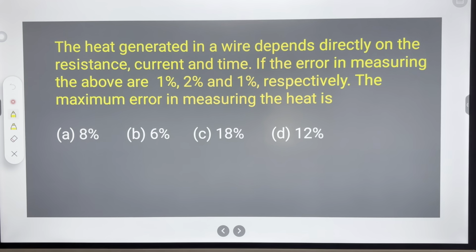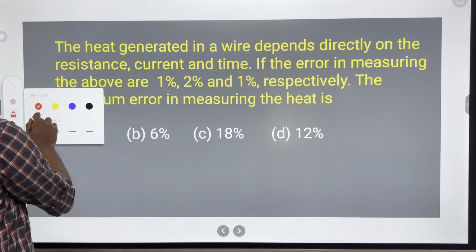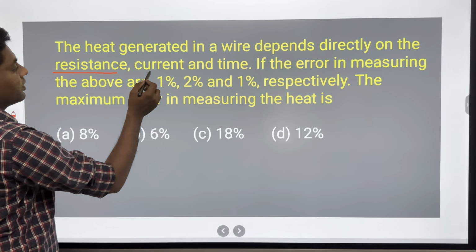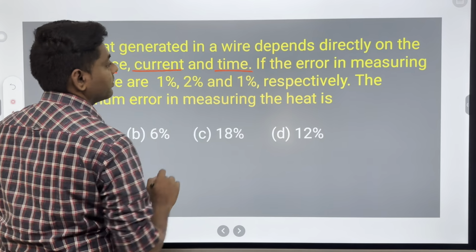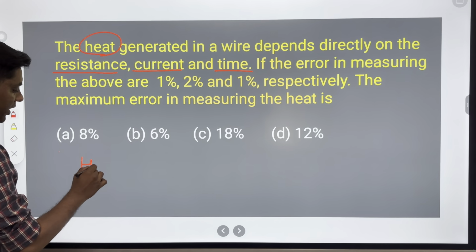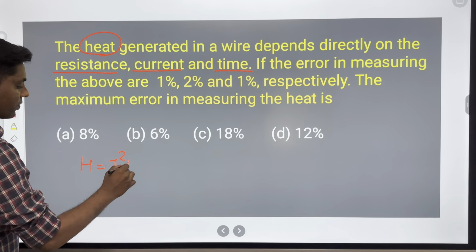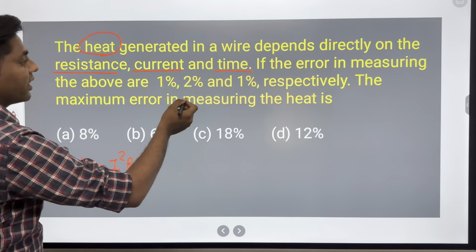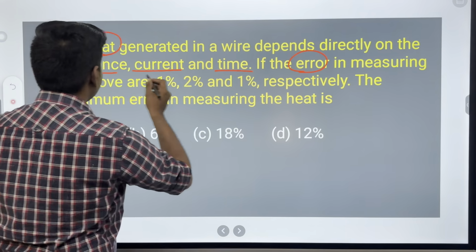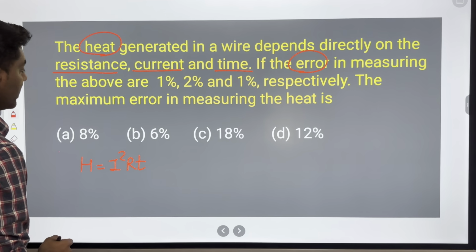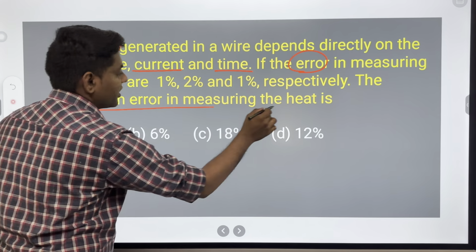Next, the heat generated in a wire depends directly on the resistance, current and time. And as we know, what is the formula of heat? H equal to I square R T. So we get the formula, and now the errors in measurement of resistance and current are given. We have to calculate the maximum error in the measurement of heat.